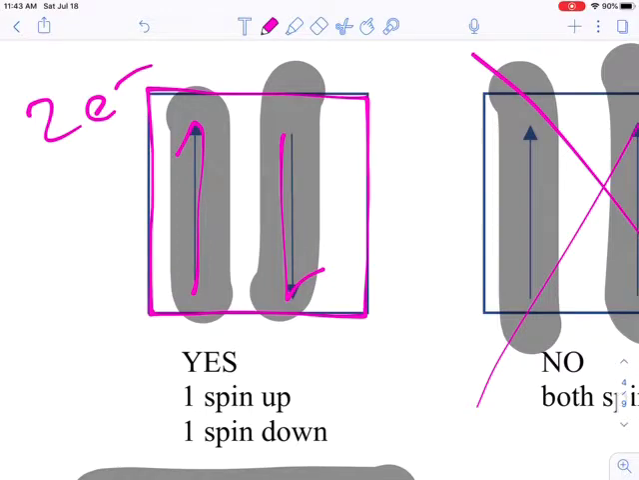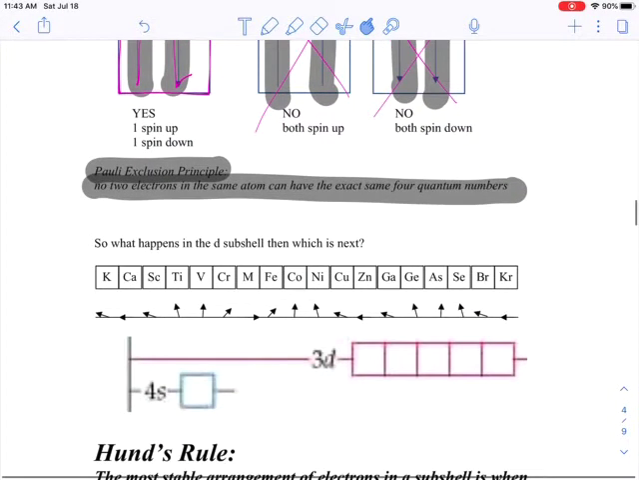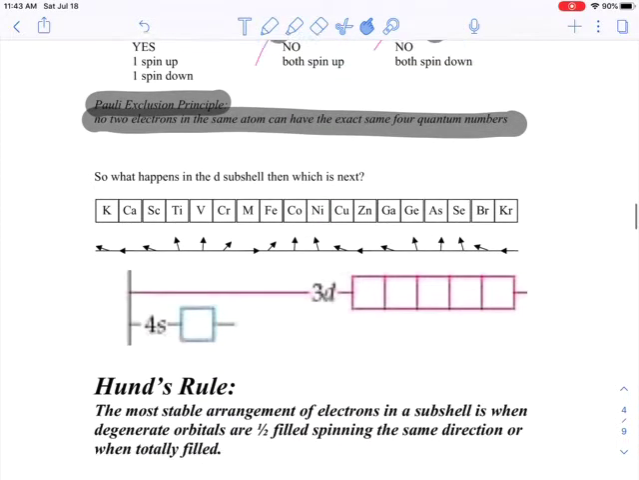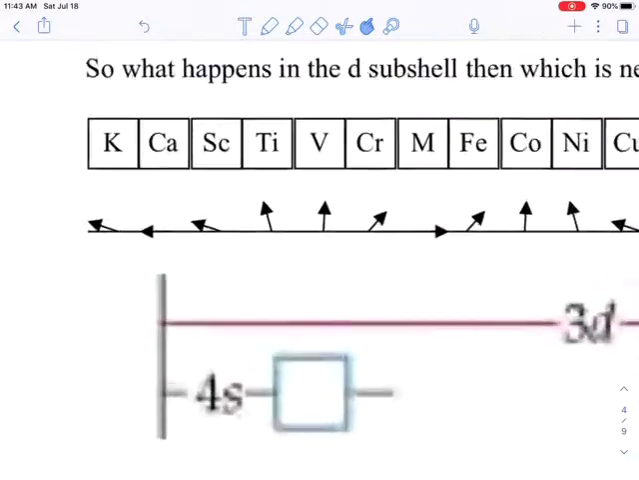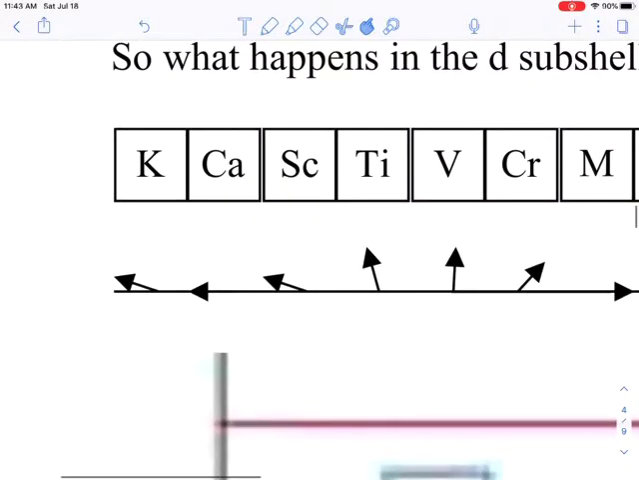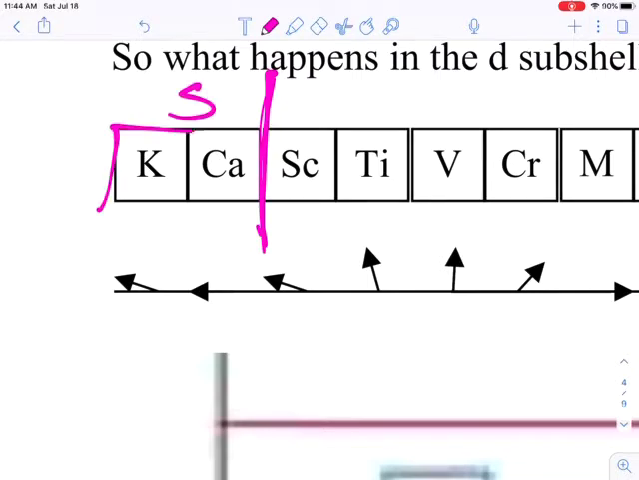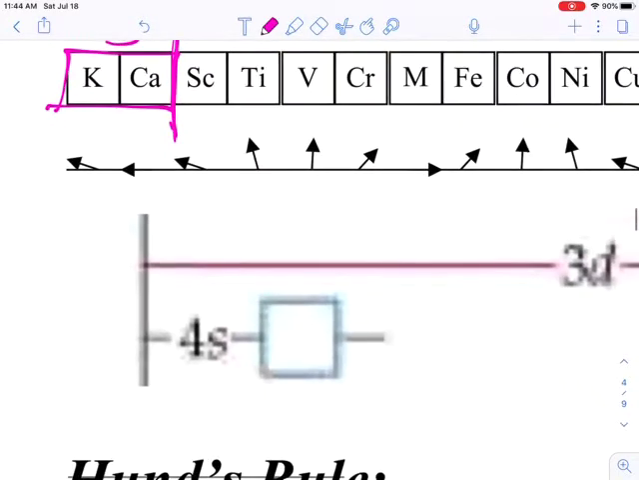by a box. And the box just shows you the location of those electrons, one spin up and one spin down. Now this is going to perhaps make a little bit more sense as we go along from left to right. So once again, let's start over here. So here is your S subshell. Your S subshell can contain 2 electrons.